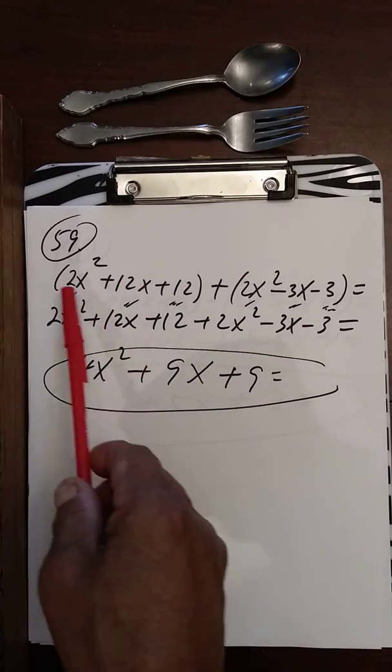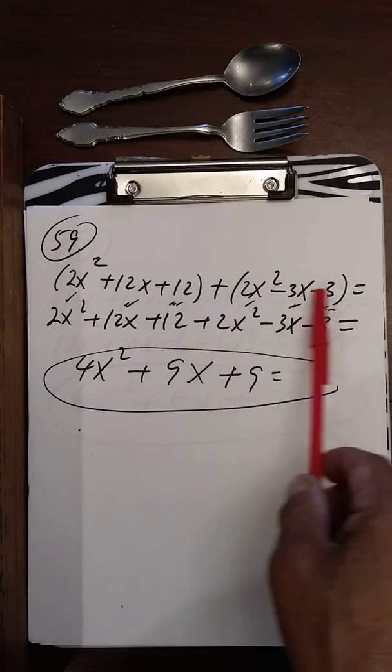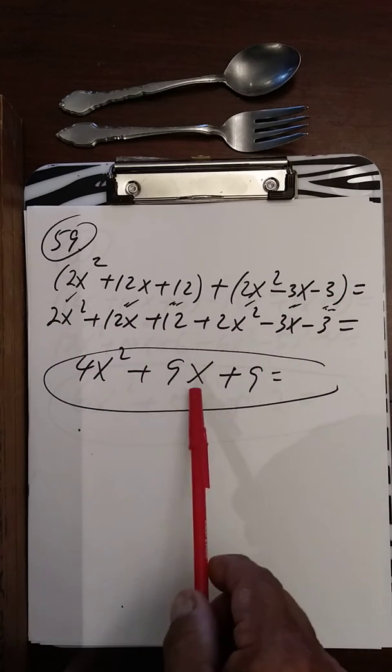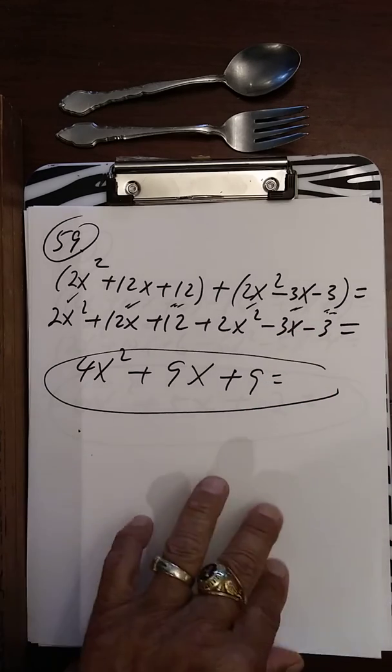Add these two numbers together. So put this, just copy it. And this one, copy it also. The plus doesn't change anything. So squares and squares. And then 12x minus 3x. And then 12 minus 3 is 9. Like terms.